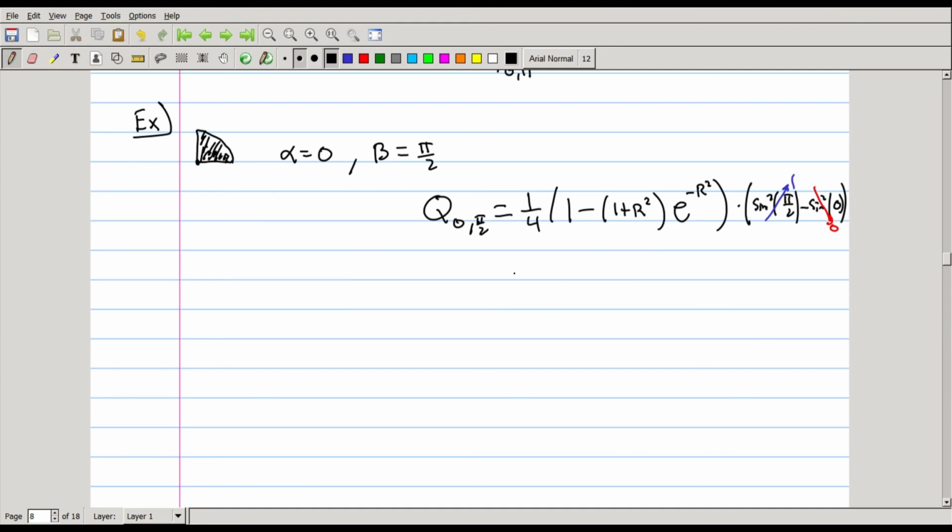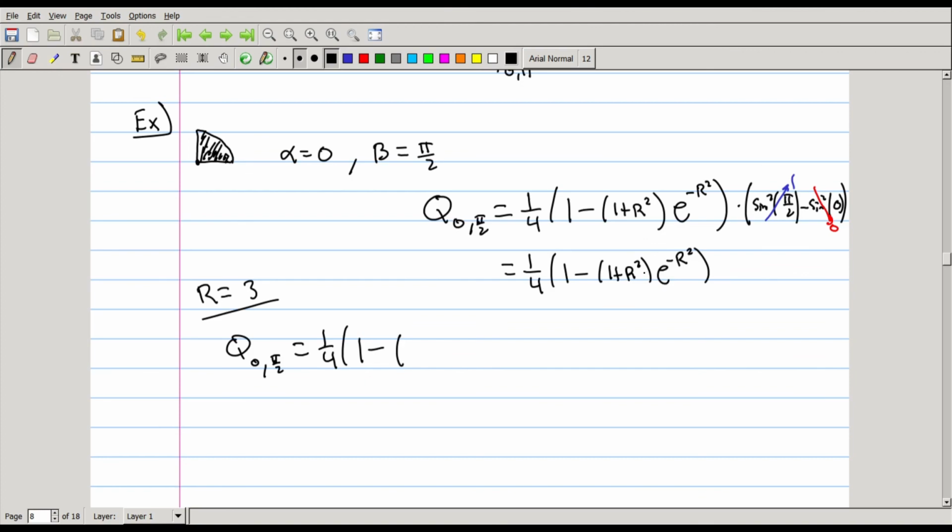And so our answer is going to be 1/4 times 1 minus 1 plus r squared e to the negative r squared for any value of r. So for instance, if r is equal to 3, the total charge in the plate in the segment 0 to pi over 2 will be 1/4 times 1 minus 1 plus 3 squared, which is 9. It'll be 10. And 3 squared is 9 plus 1 is 10. 10 times e to the negative 9.